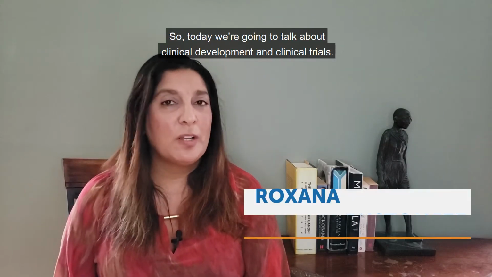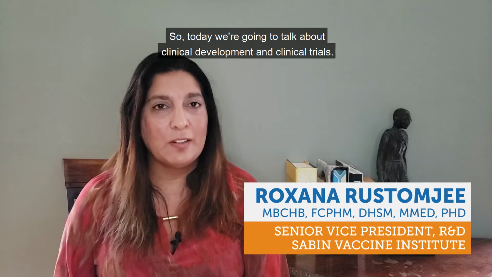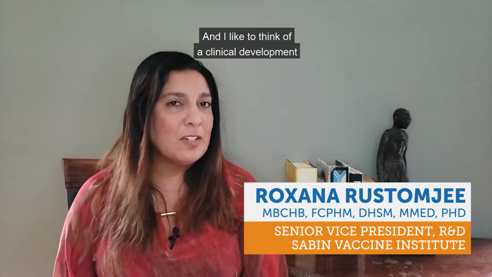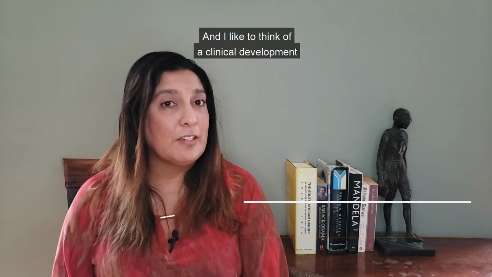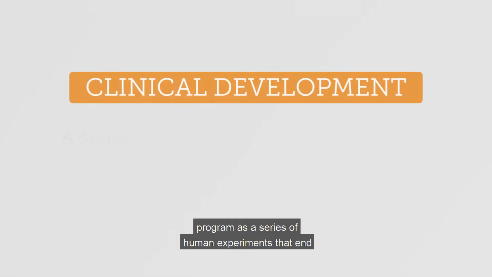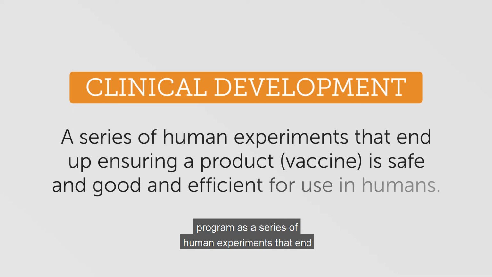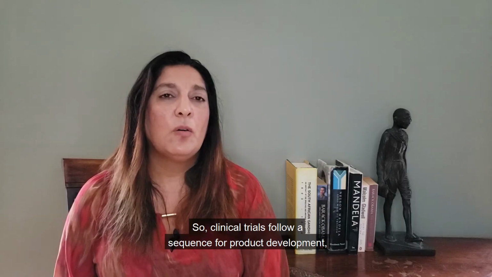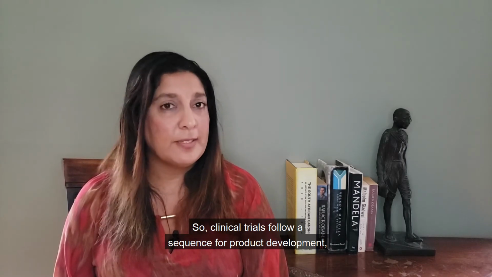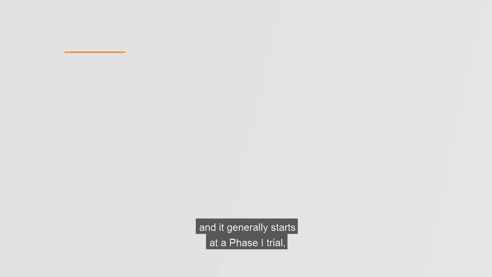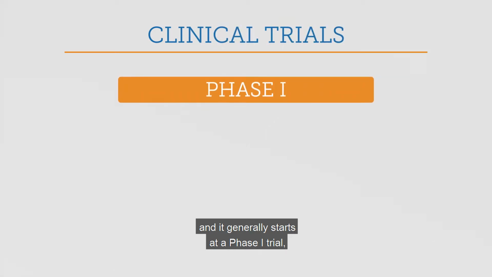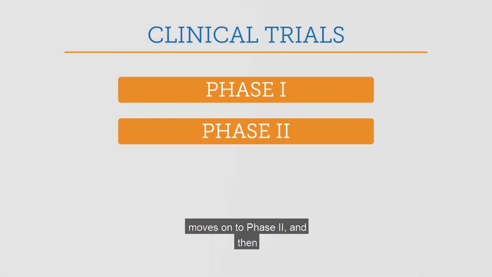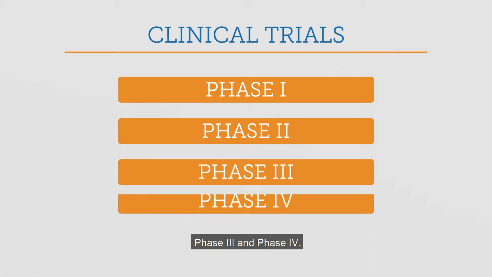So today we're going to talk about clinical development and clinical trials. And I like to think of a clinical development program as a series of human experiments that end up ensuring a product is safe and good and efficient for use in humans. So clinical trials follow a sequence for product development, and it generally starts at a phase 1 trial, moves on to phase 2, and then phase 3 and phase 4.